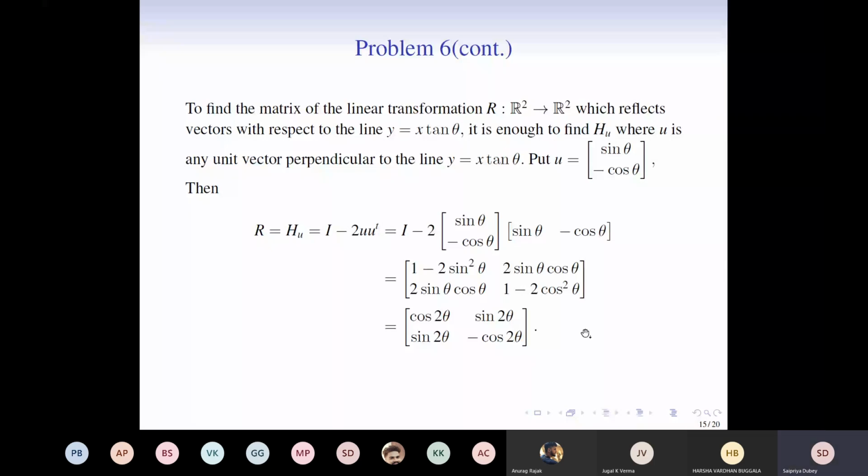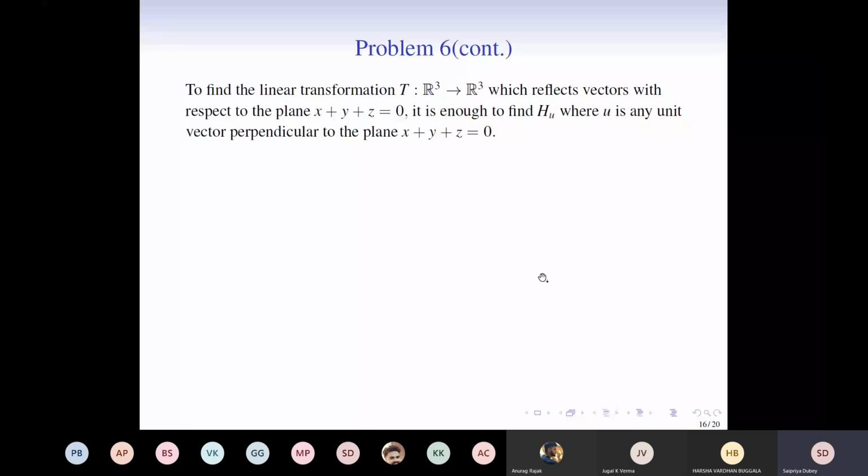Next is a similar thing that we want to do. We want to compute the linear transformation T from R3 to R3, which reflects vectors with respect to this plane. Now we are in R3, so we want the transformation which reflects with respect to this plane. Here again we'll be using H_U, because we have proved the formula for H_U in arbitrary dimension, in any Euclidean space Rn. So it is enough to find H_U again, where U is any unit vector perpendicular to the plane x plus y plus z equals 0.